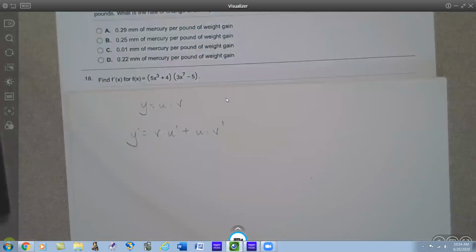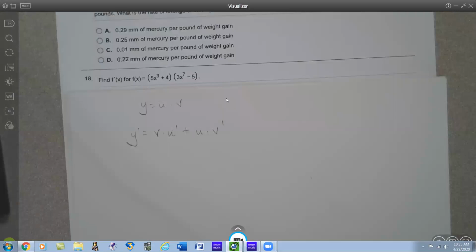So do we need the product rule? Are we all right there? Let me know. Yeah, I'm good. That's a 1. How about the other two? I'm good with those.